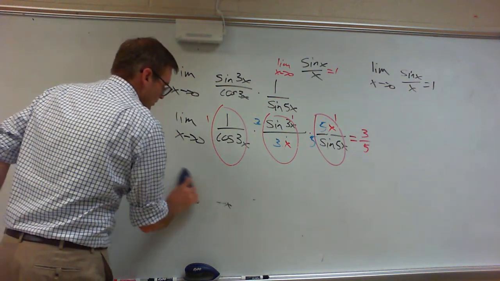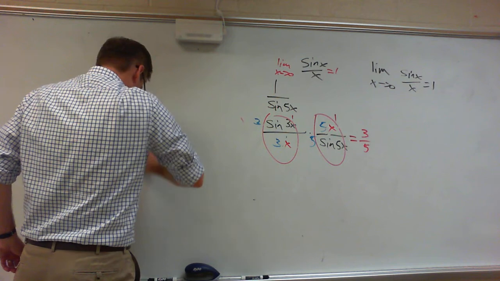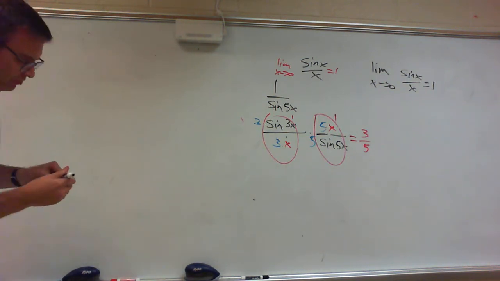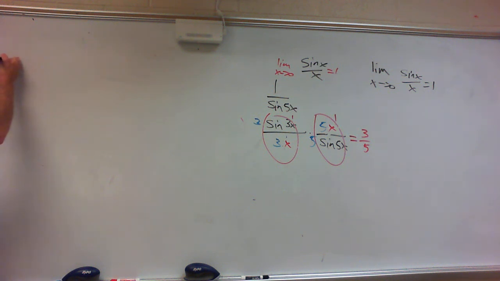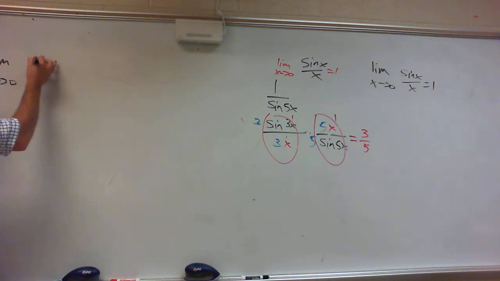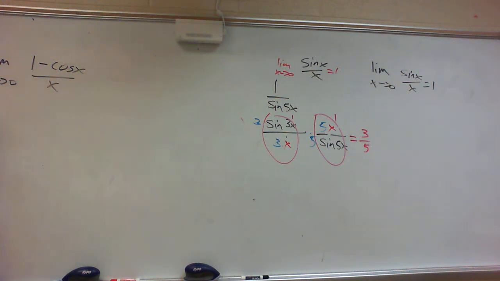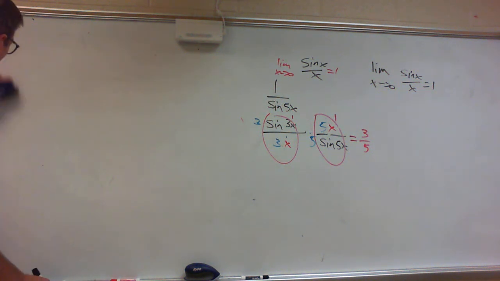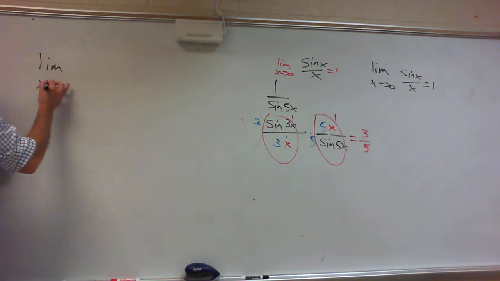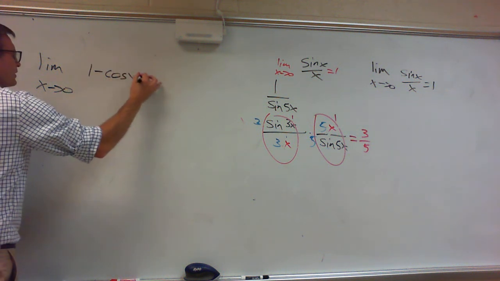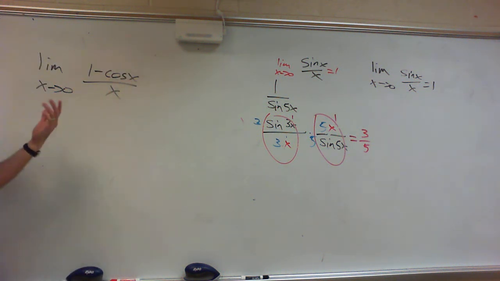Well, what if I ask, what's the limit as x goes to 0 of 1 minus cosine x over x? That's cut off. You're right, it is. The limit as x goes to 0 of 1 minus cosine x over x. All right. So guess what happens when you plug 0 in? What do you get? Indeterminate. You get 0 over 0. You get an indeterminate form. So that means we have to do more work.